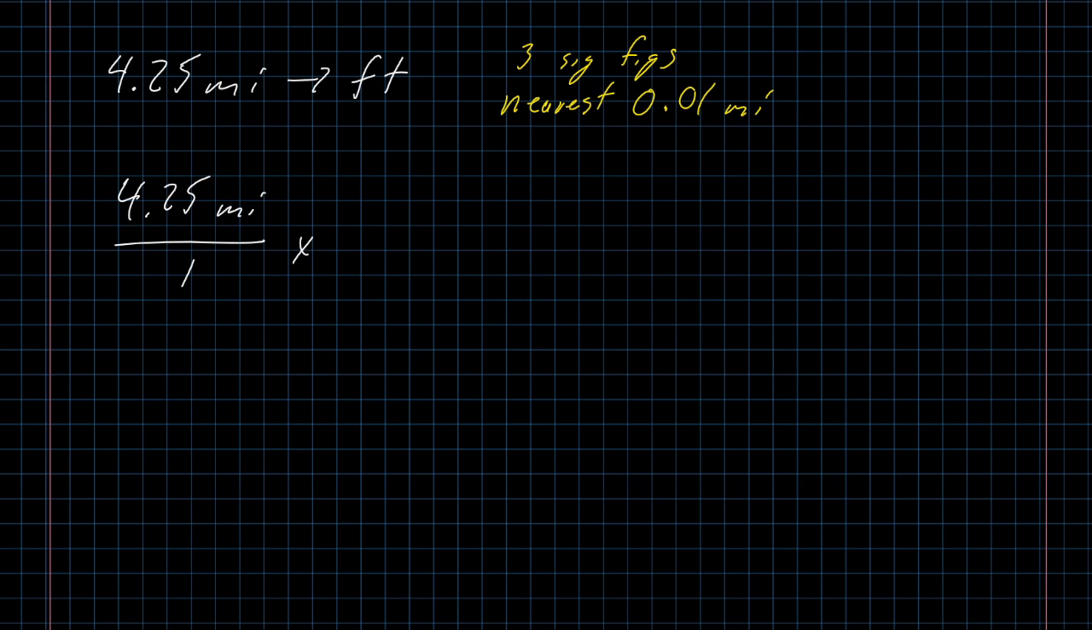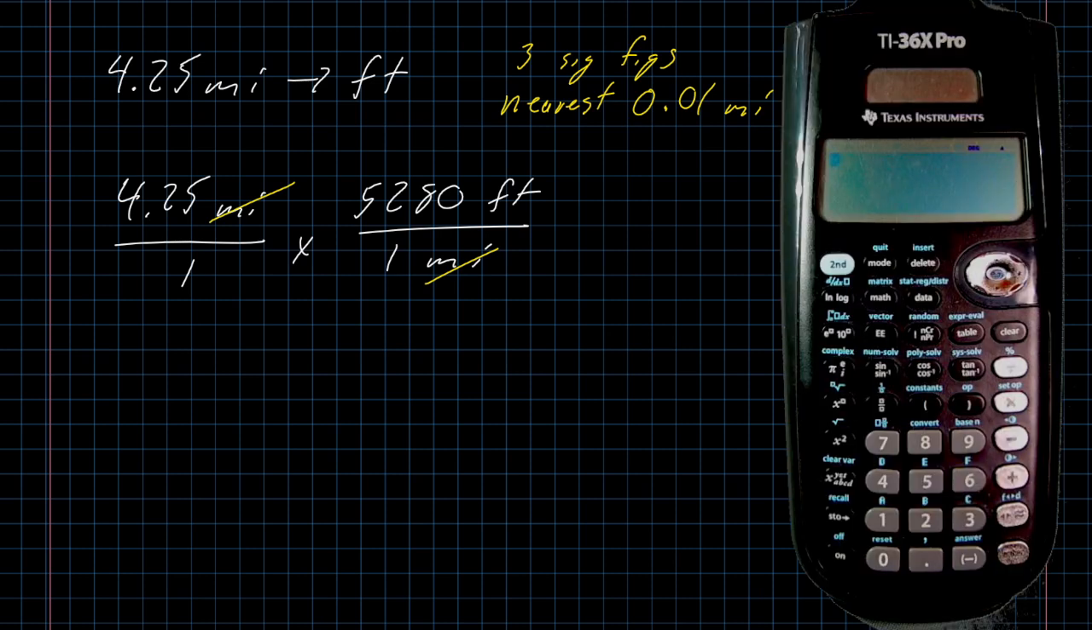We know that there are 5,280 feet in 1 mile. And if I set it up in this order, the miles up here and the miles down there are going to cancel each other out. And if I grab out my calculator, I can enter in 4.25 times 5,280. And my calculator tells me that that comes out at 22,440.